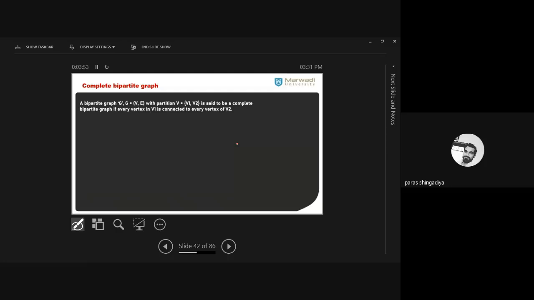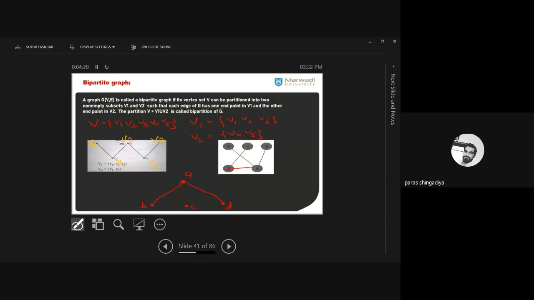What is that? We just modify the bipartite graph in such a way that every vertex of one partition should be connected to every vertex of the other partition. Okay, every vertex of one partition, all the vertices on one side, should be connected with all the vertices on the opposite side. So if you compare this definition with this example, this first one, can we say it is a complete bipartite graph? Every vertex of one side should be connected to every vertex of the other side. That is the condition of a complete bipartite graph.